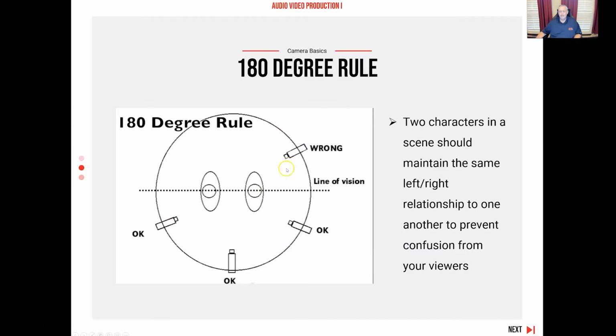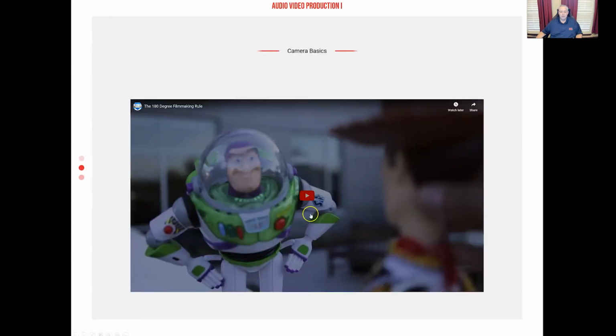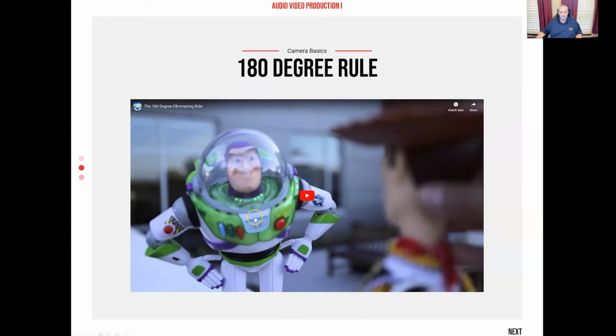So you never want to break the 180-degree rule, unless, of course, it's some creative thing. You're doing some horror or sci-fi movie where the world's going crazy and you find some reason to do this. But typically, you're going to stay on one side of the line of vision and you're not going to cross that particular line. So there is your 180-degree rule. So let's look at an example. Once again, Toy Story, 180-degree rule.